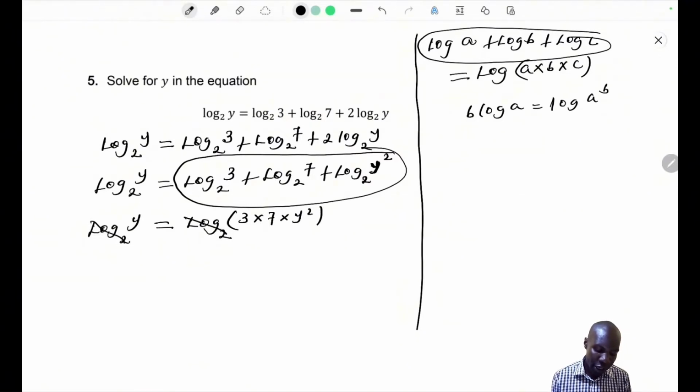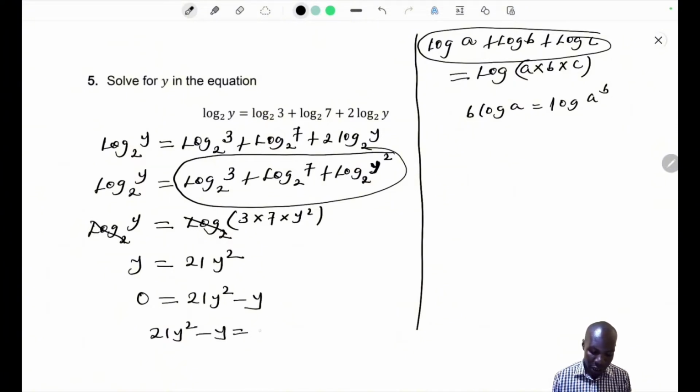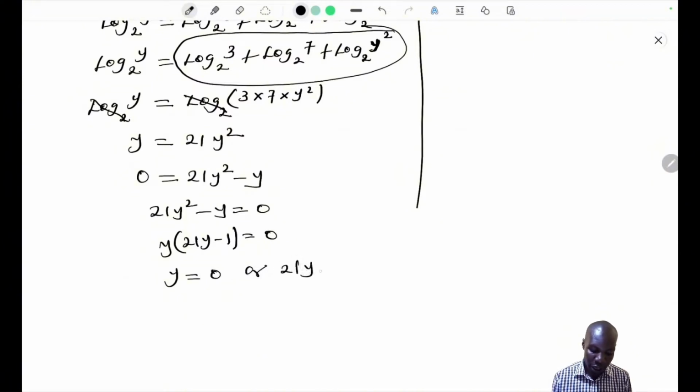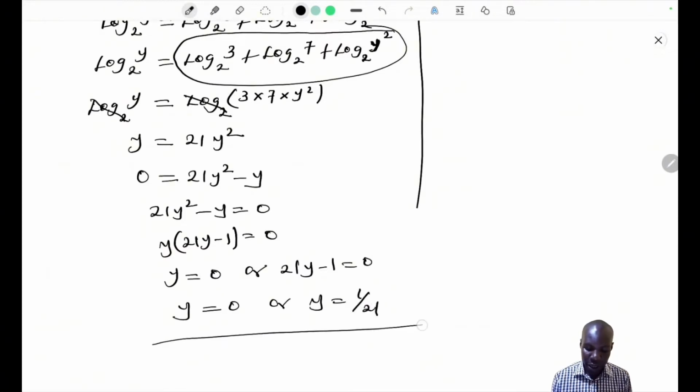So this one cancels out. We have got y is equal to 21 y squared. So we have 0 is equivalent to 21 y squared minus y. So we have 21 y squared minus y is equal to 0. So common factor is y. So we have got y in bracket 21y minus 1 is equivalent to 0. So y is equal to 0 or 21y minus 1 is equal to 0. So y is equal to 0 or y is equal to 1 over 21. That is the answer for that.